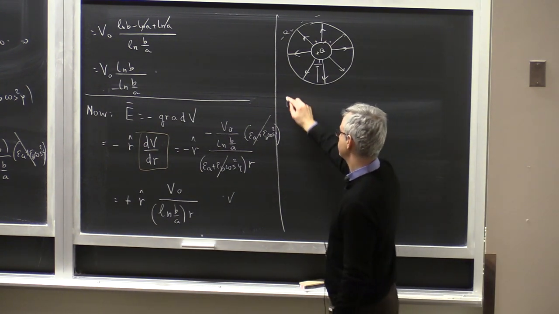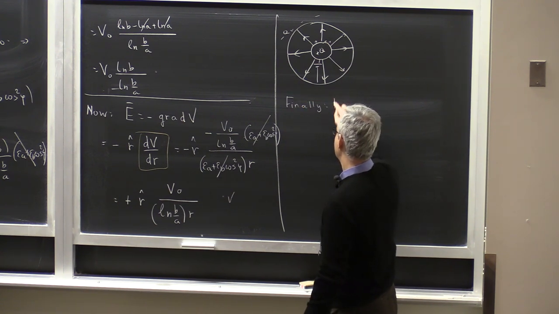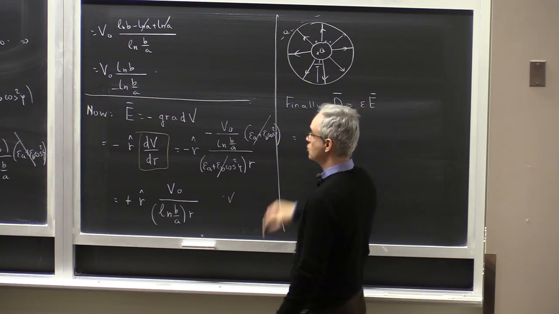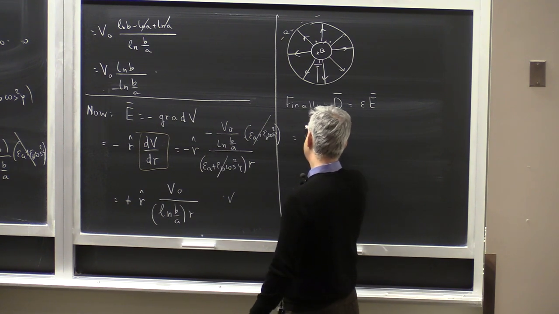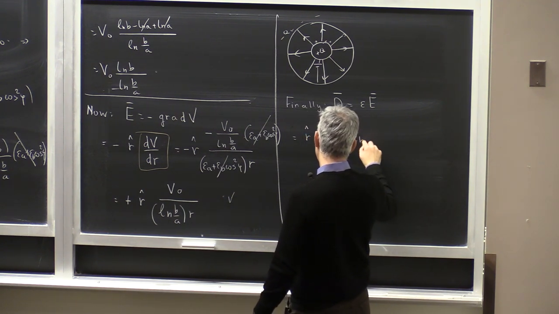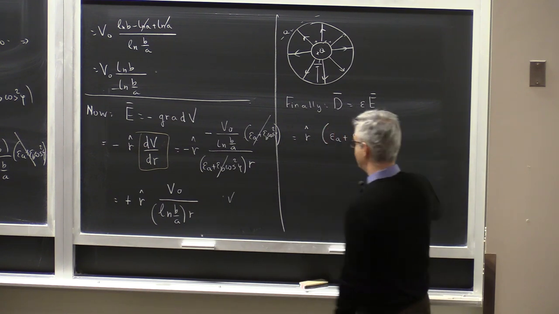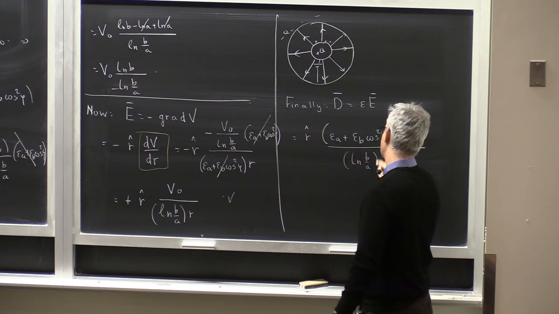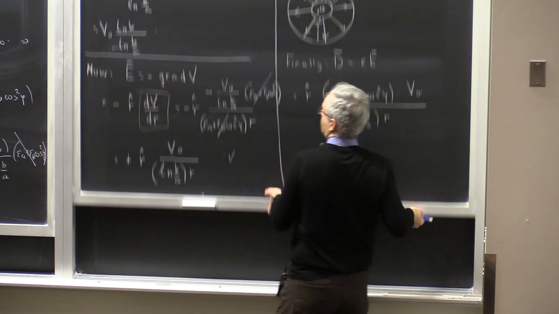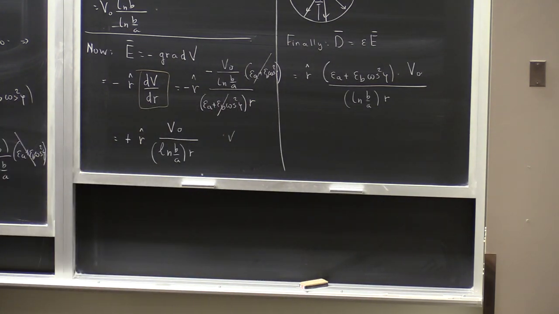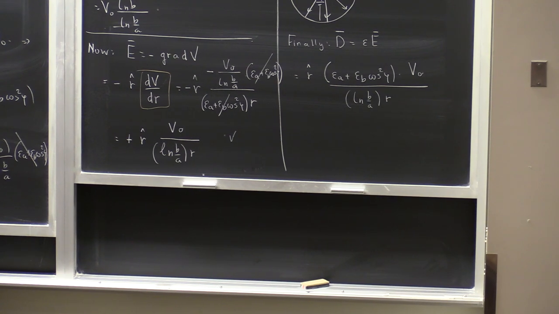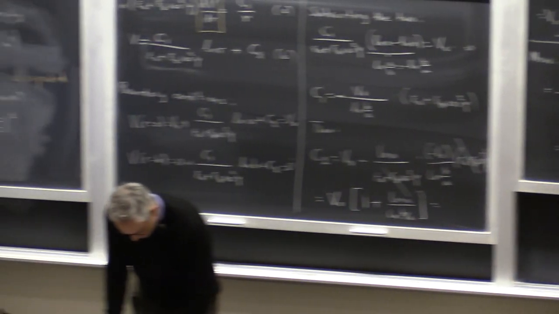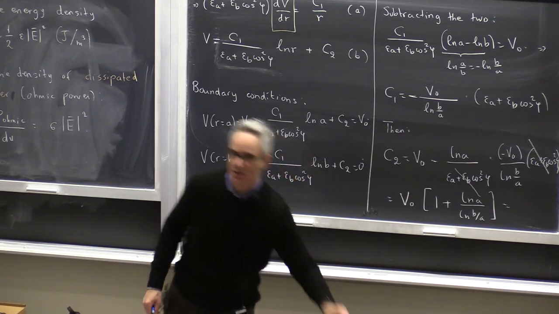And finally, I can find D from epsilon times electric field. And you see that now this one won't be symmetric. It will still be in the radial direction, but it will have both the phi dependence and the radial dependence. So this is the electric flux density, which was the original question, as you see over there, in the space in between the two conductors. Okay, so this was the first part.